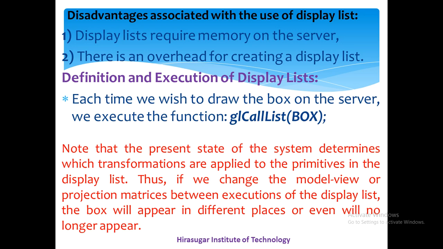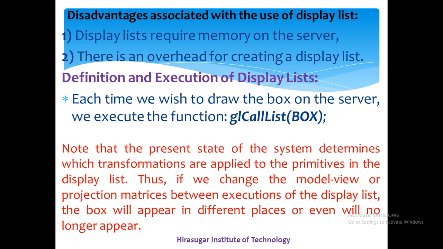What is the disadvantage of this? A display list requires memory on the server, meaning you have to maintain exclusive memory for the displays. Whatever object you want to draw, every object has to be created as an individual display list, and every object description has to be maintained in a display list, right? There is an overhead for creating a display list, because you have to create those display lists exclusively. Automatically they will not be created.